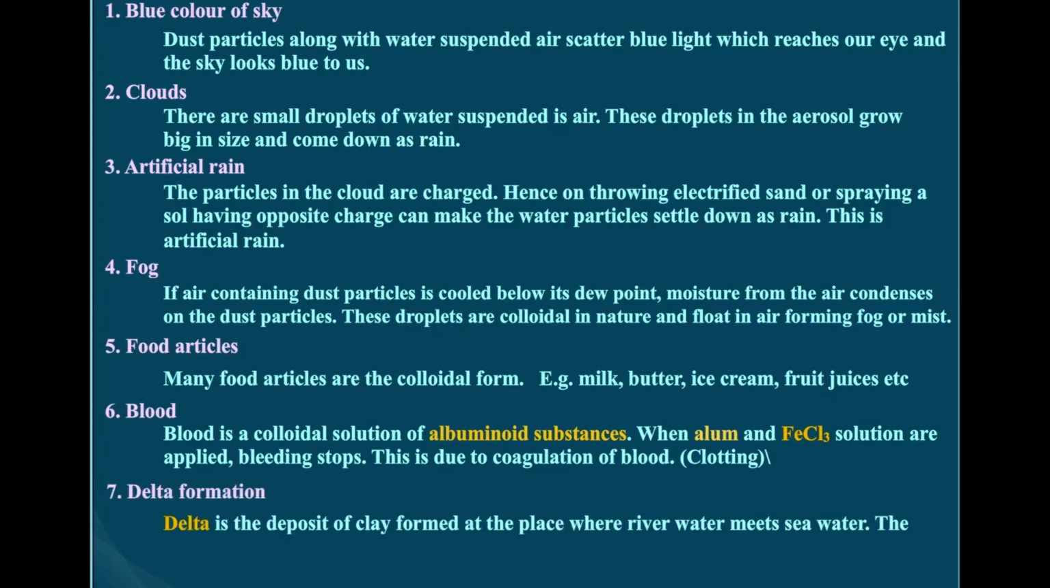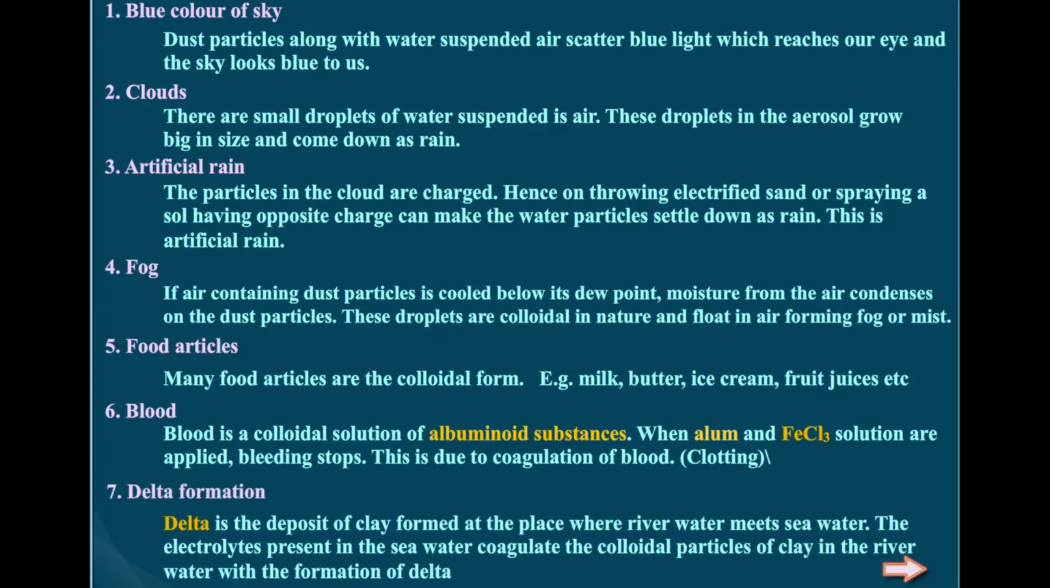Delta formation. Delta is a deposit of clay formed at the place where the river water meets seawater. Electrolytes are present in the seawater. As a result, coagulation takes place and the river will take a different path, and this results in the formation of delta. The electrolytes present in the seawater coagulate the colloidal particles of clay in the river water with the formation of delta.